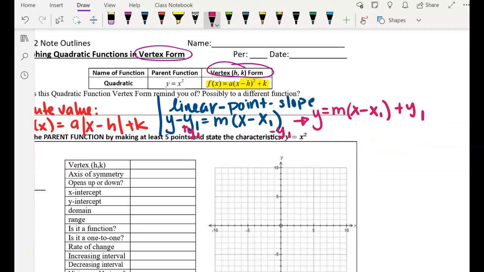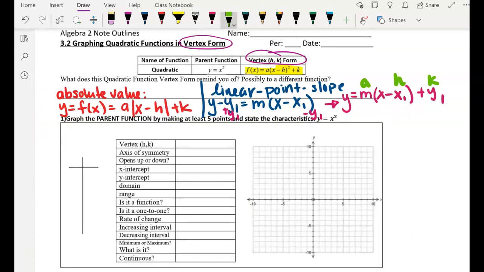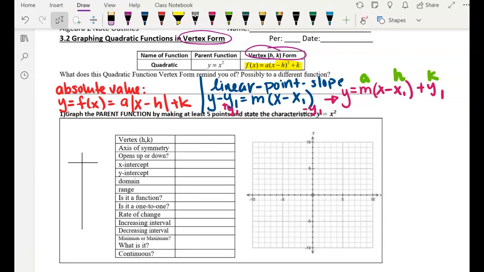Now, can you guys see that the x1 and y1, that's the same thing as h and k, and then the slope is really your a? Yep, those are all exactly the same, okay?